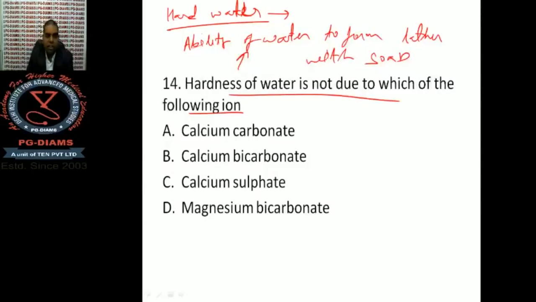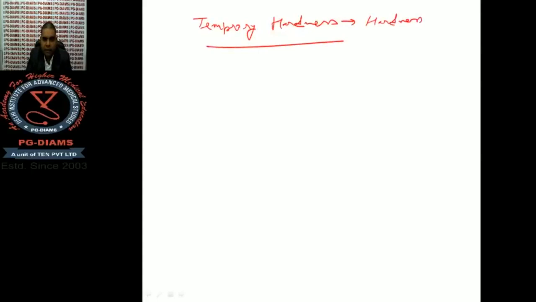So hardness of water is because of bicarbonates and sulfates, and these classify hardness of water into two types. One is temporary hardness, the other is permanent hardness. Temporary hardness means hardness which can be removed by boiling.